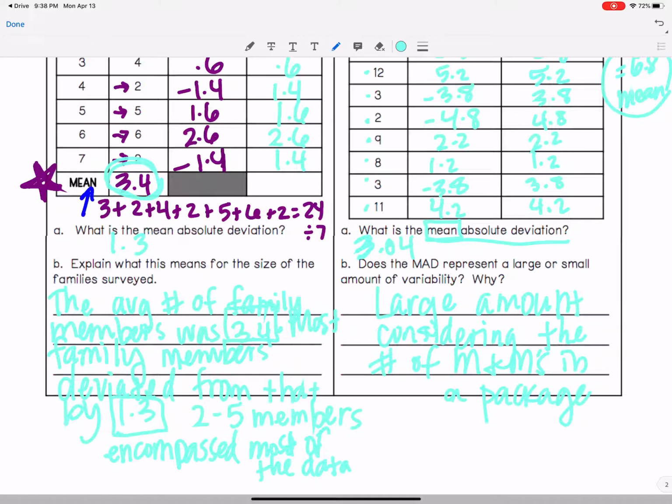And I don't think I needed an apostrophe there, but that's okay because I'm a math teacher. Oh no, look what that just did. Number of M&Ms in a package. Okay, so I believe that's it.